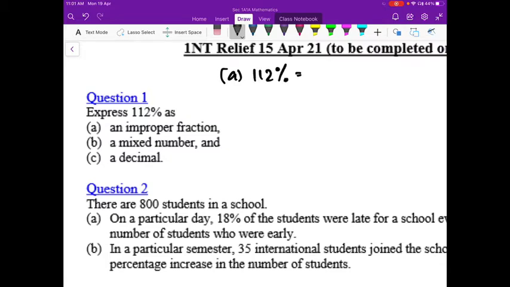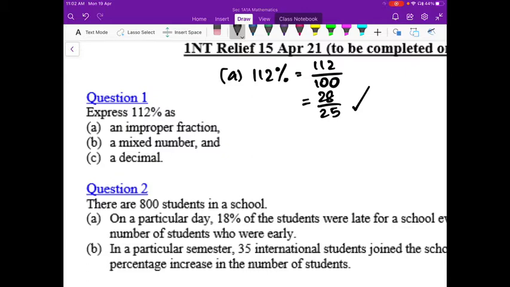112% equals to? Yes, Arjun, what is it? Yeah, what is it that you wrote? Okay, so you divide by 4. Okay, correct. So that's part A.